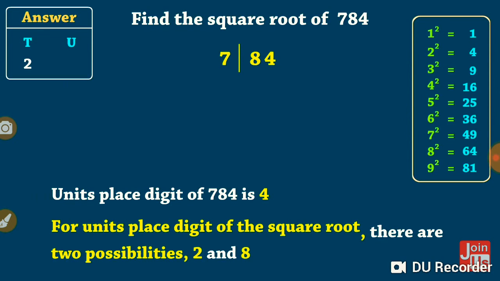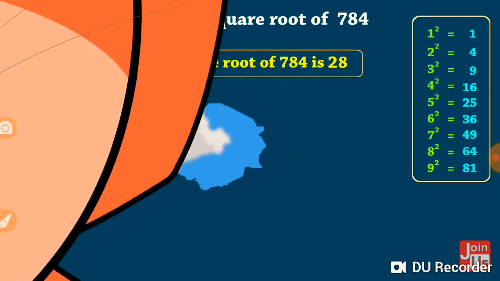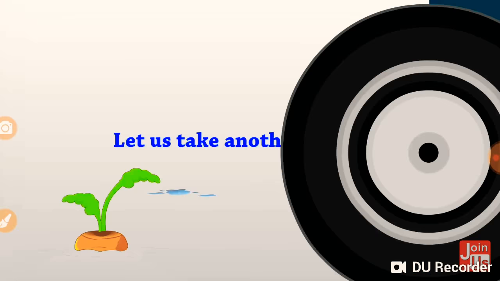The unit place digit of 784 is 4. For the unit place digit of the square root, there are two possibilities, 2 and 8. Choose the correct digit out of 2 and 8. Multiply the tens place digit of the square root, that is 2, by its successor 3. So the square root of 784 is 28.